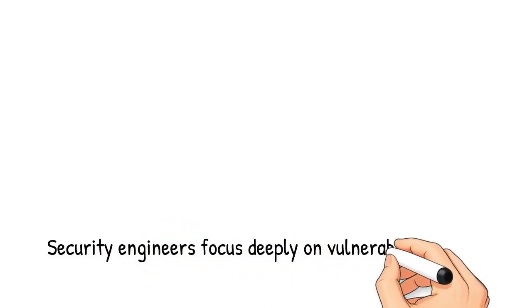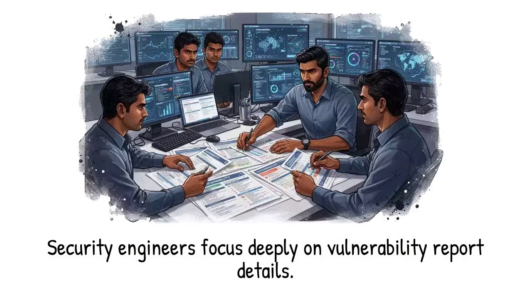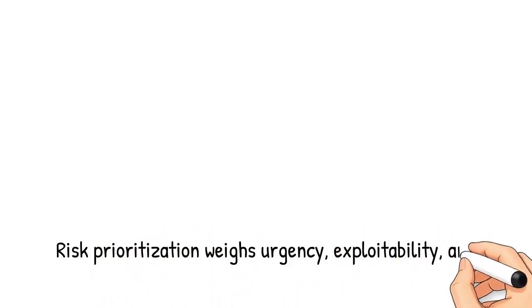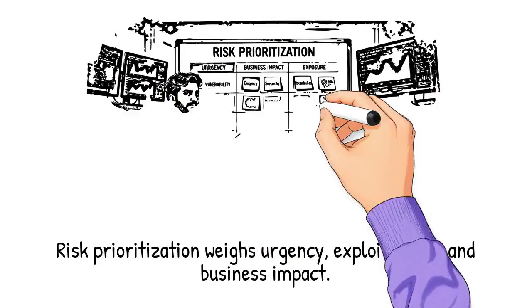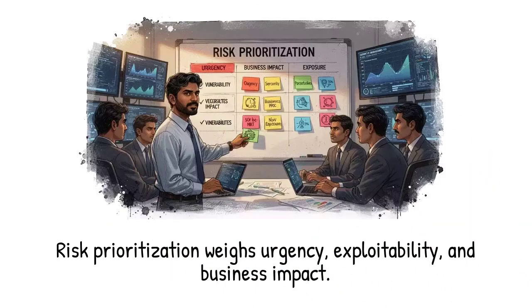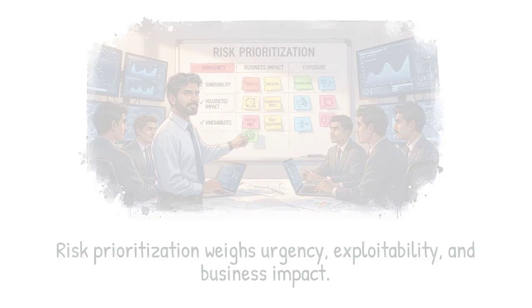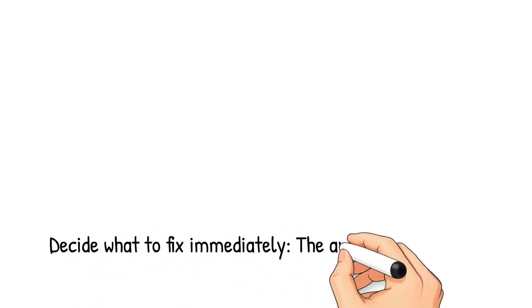This section is where security engineers spend most of their time. SOAR, risk prioritization, what to fix first. Not all vulnerabilities are equal. Some are urgent, some are dangerous, but not actively exploited. Some are low risk and can wait. The report usually includes exploit availability, attack vector, impact on confidentiality, integrity, availability, business criticality, exposure level, internal versus external. This helps teams decide what to fix immediately.